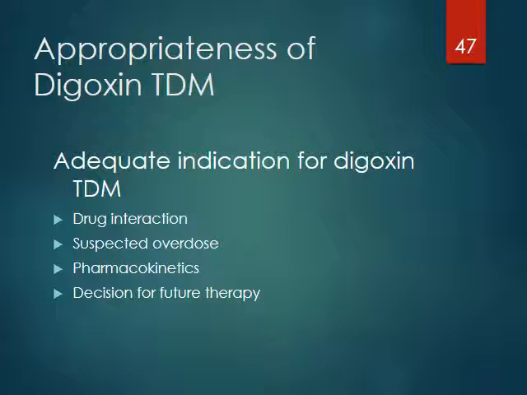Again, if you suspected a drug interaction was occurring, leading to either too high or too low a level, if you were suspecting an overdose had happened, changes in pharmacokinetics, and then also decisions for future therapy. So if you had a patient who was on a stable dose of their drug and they were still not achieving efficacy, you could check a level to help you determine whether you want to continue that therapy or try something different.